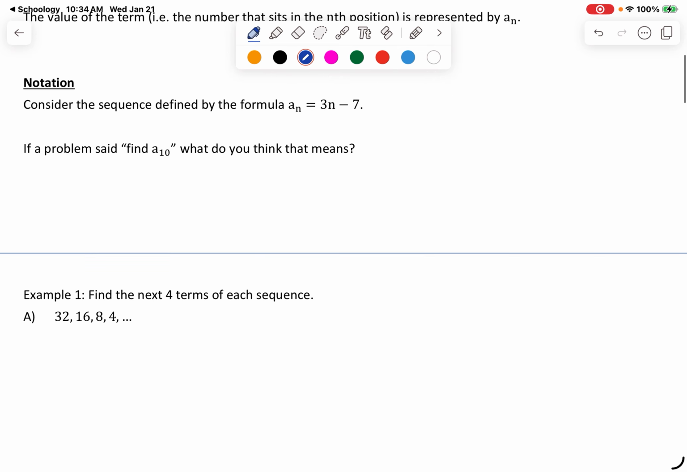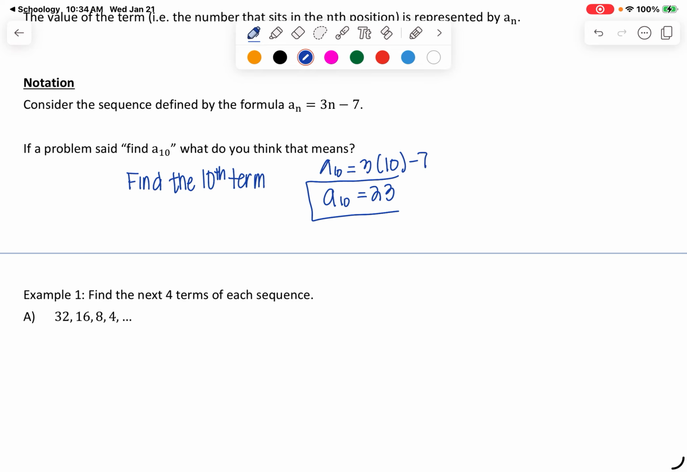Here it says, consider the sequence defined by the formula a sub n equals 3n minus 7. If a problem said to find a sub 10, what do you think that means? It means find the 10th term. And in order to do that, a sub 10 is equal to 3 times 10 minus 7. So the 10th term is 23. This also gives us an ordered pair, like an x comma y value, which is really an n comma a sub n value. So 10 comma 23.